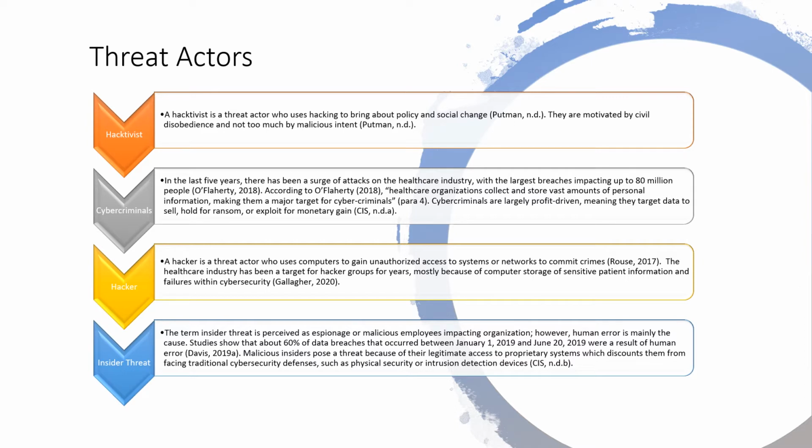The term insider threat is perceived as espionage or malicious employees impacting organizations. However, human error is mainly the cause. Studies show that about 60% of data breaches that occurred between January 1st, 2019 and June 20th, 2019 were a result of human error. Malicious insiders pose a threat because of their legitimate access to proprietary systems, which discounts them from facing traditional cybersecurity defenses such as physical security or intrusion detection devices.